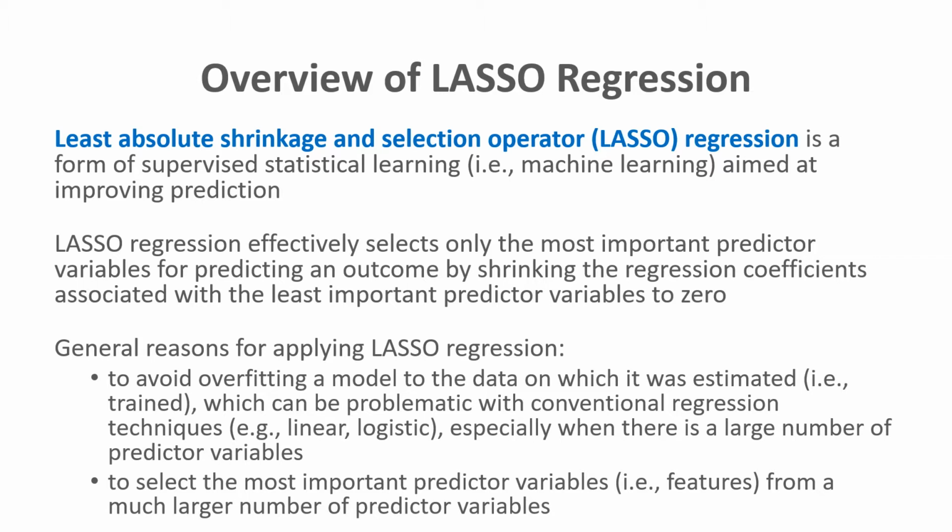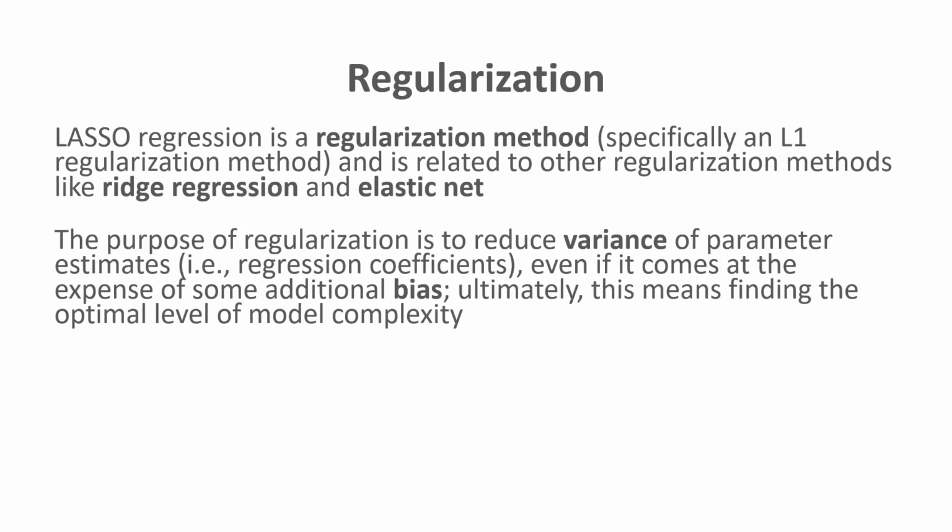And so, as I mentioned before, some of those predictor variables will even be zeroed out, which essentially means they're eliminated from actually predicting the outcome of interest. So a big part of lasso regression is that it is what's called a regularization method.